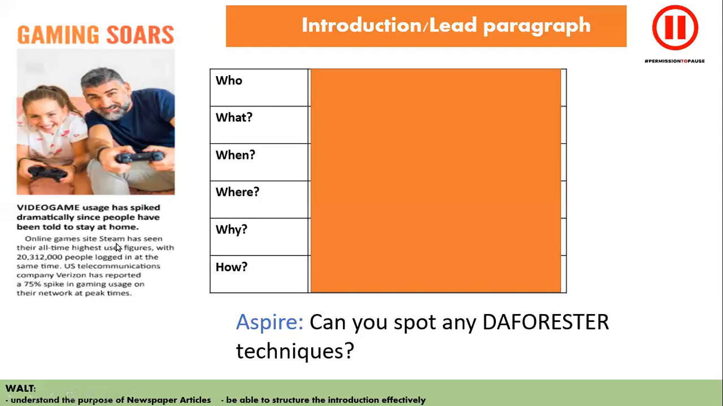Online game site Steam has seen their all-time highest user figures with 20,312,000 people logged on at the same time. US telecommunications company Verizon has reported a 75% spike in gaming usage on their network at peak times. So pause the video and work out, who is this about? What is it talking about? When are people online? Where is this happening? Why is it happening? And how is it happening?